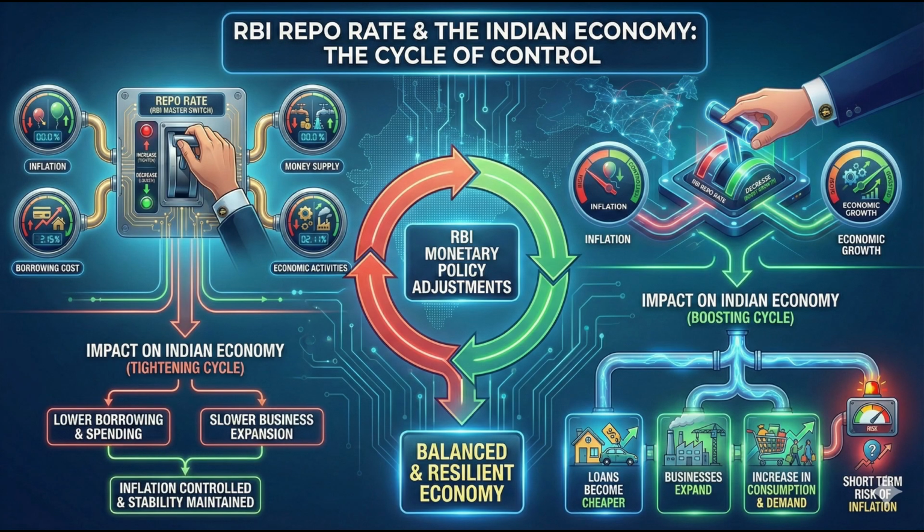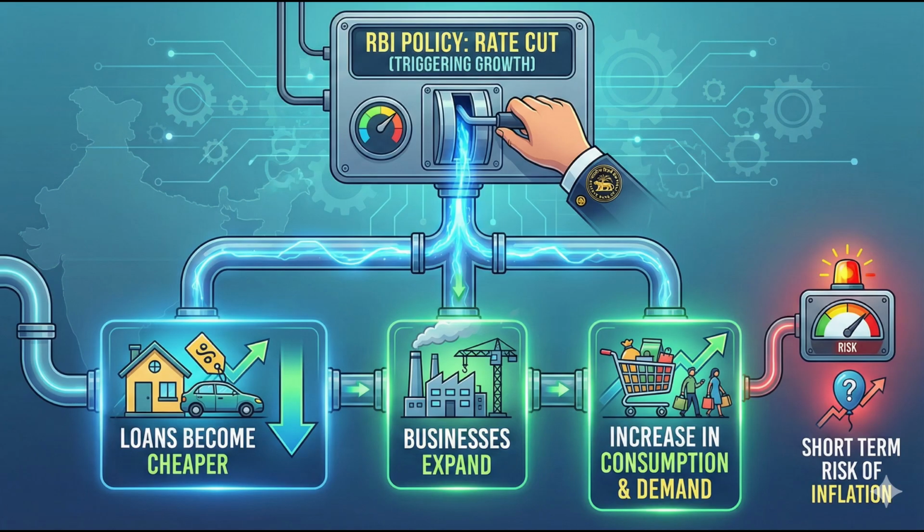Repo rate cut, effects and impacts. Now let us understand what happens when the RBI cuts the repo rate. A. Impact on the Indian economy. When RBI cuts the repo rate, borrowing costs drop. This triggers several changes. 1. Loans become cheaper. Home loans, car loans, education loans all become more affordable.